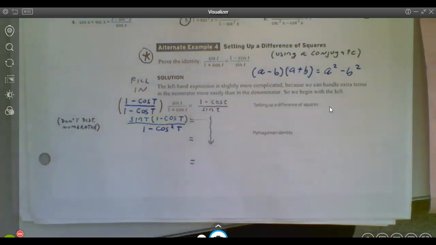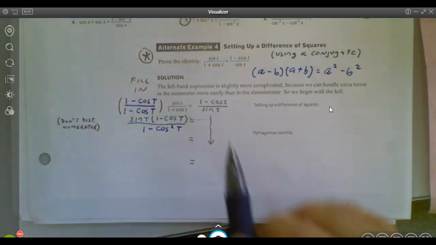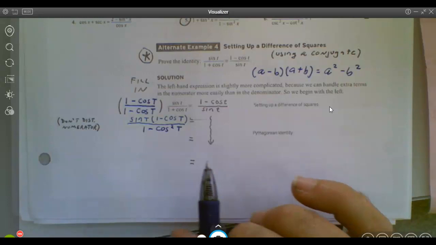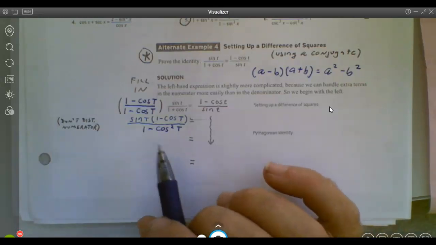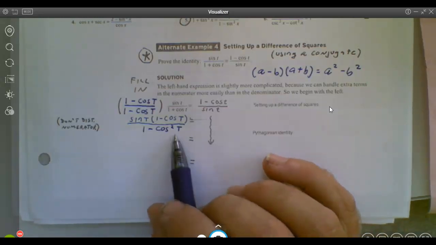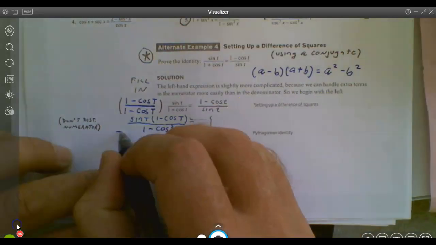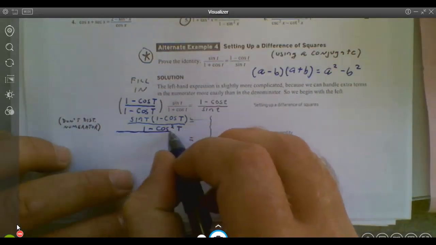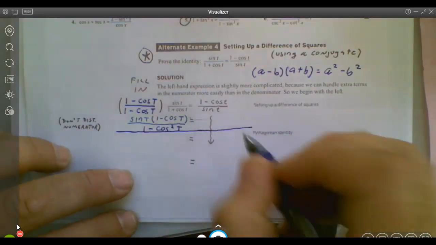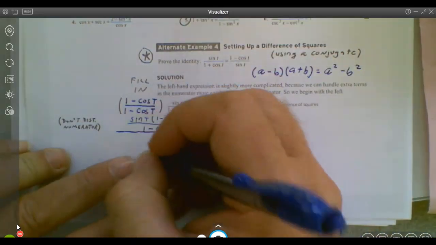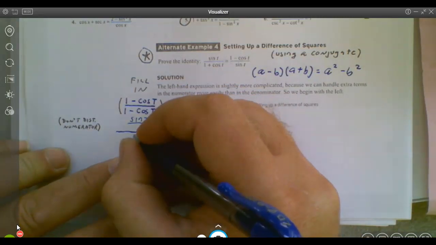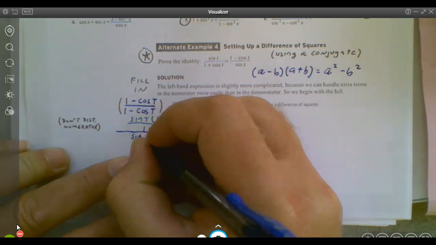So there's my next line. So right off the bat, one of the things that we're going to recognize is obviously I know that 1 minus cosine squared is the same thing as sine squared. This little line here, I'm going to try to separate the lines out so we don't get confused. So I'm simply going to replace the bottom with sine squared of t.